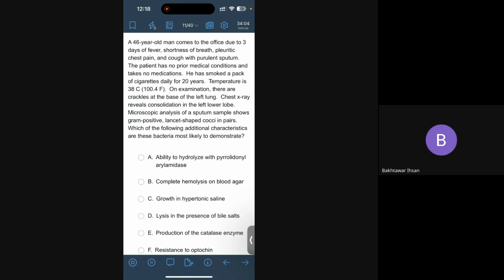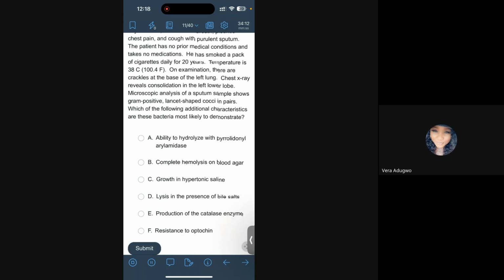Okay. Gram-positive lancet-shaped cocci in pairs is consistent with which of these 3 bacteria? Strep pneumo. Okay. Does strep pneumo cause complete hemolysis, incomplete hemolysis, or no hemolysis? Partial hemolysis. So option B is not the answer, right?